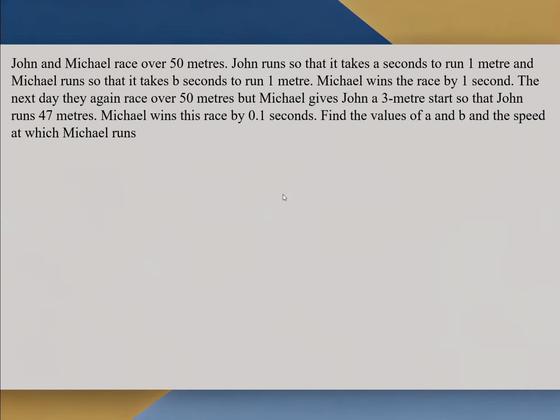So the first thing I'll be doing, because we're talking about speed, we're talking about distance and time. So I'm going to write down the formula, which is speed is equal to distance over time. But to work out the time with what we've been given, we need to be thinking about it in terms of the time something will take being the seconds per meter that we've been given. So we've been given seconds per meter as A and B, and we're multiplying it based on the distance we're told.